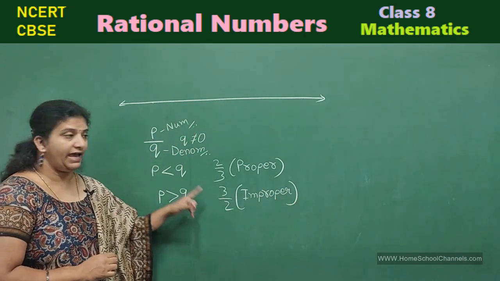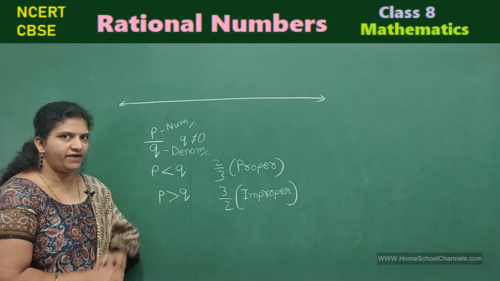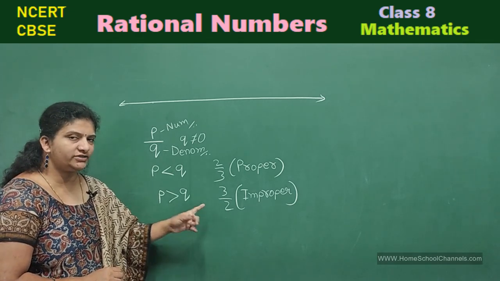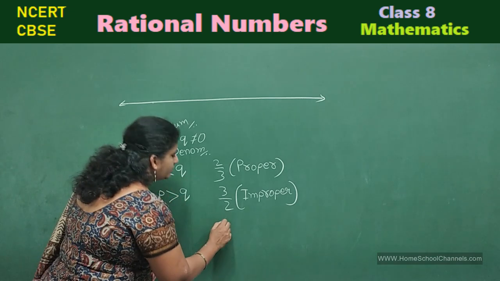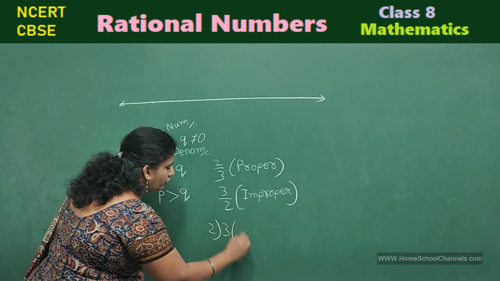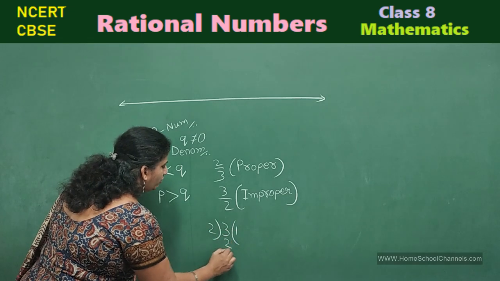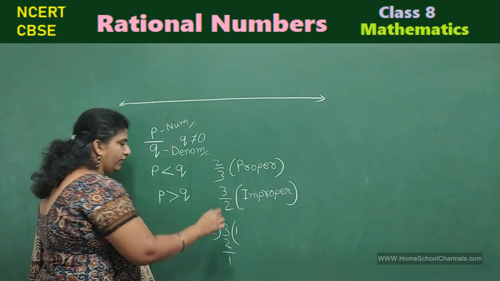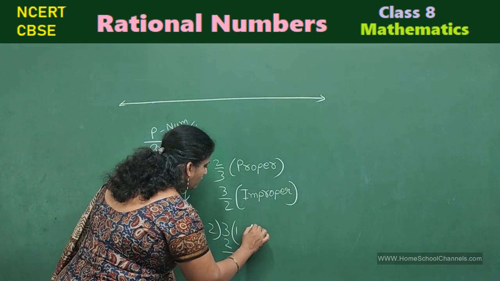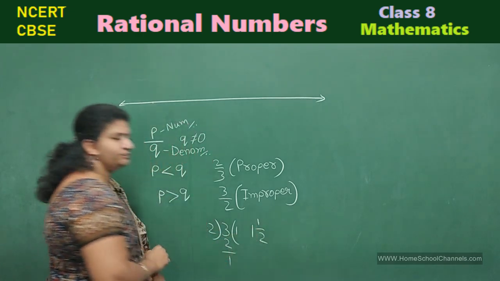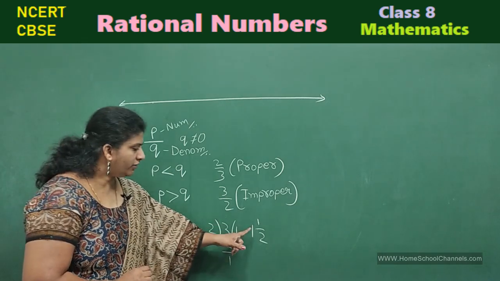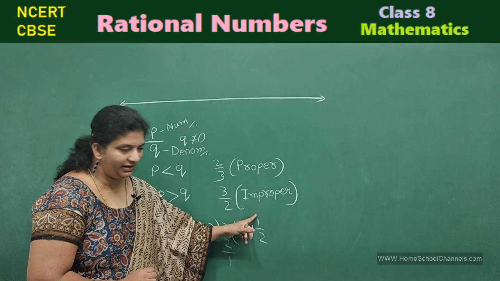Improper fraction, again you can convert into mixed fraction. How you are going to do this? Convert this improper fraction into mixed fraction. Divide 3 with 2. 2 ones are 2 and you are left with 1. So this one you are going to write as 1 by 2. You need to write the quotient here and remainder here.